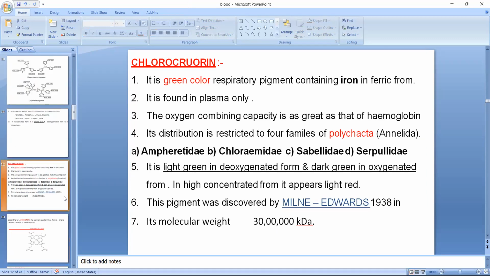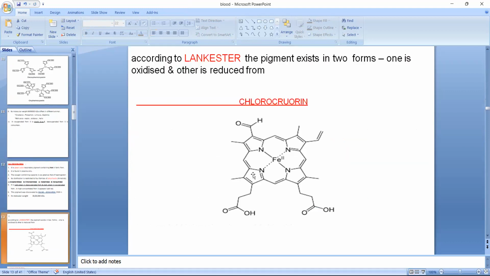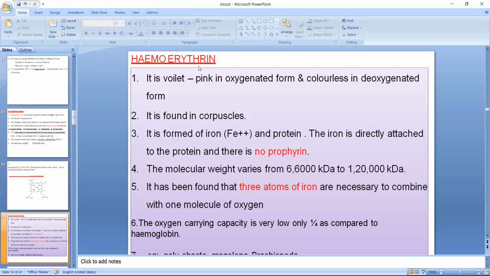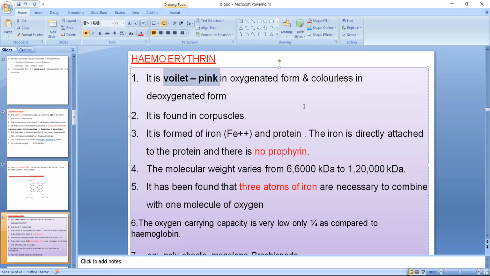This is a structure. No need to remember the structure, just note it in addition. And hemerythrin. It is a violet pigment in oxygenated form and colorless in deoxygenated form. It is found in corpuscles, means in cells, not dissolved in the plasma. It contains iron, so its metal ion is iron. That's how you remember that.